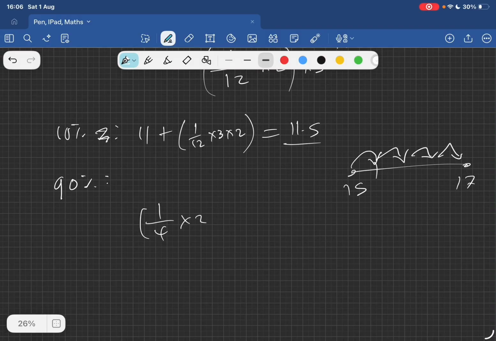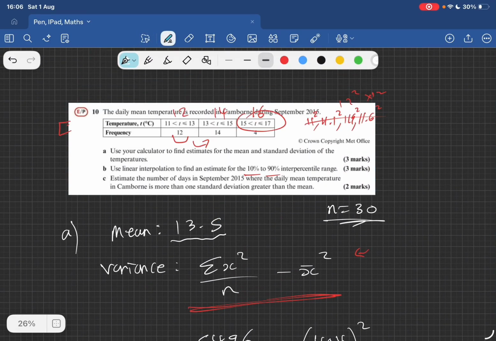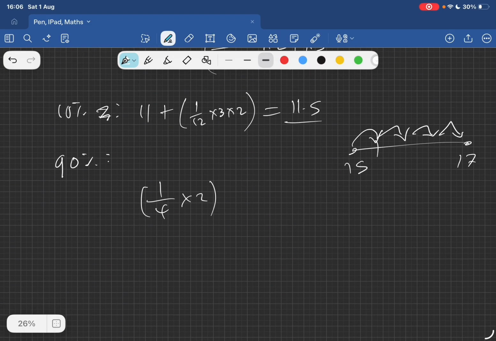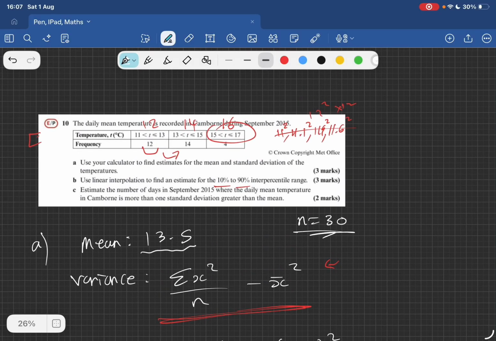Now, what point did I need? I needed the 27th point, so I need to jump once. I'm just timesing this by 1. So we've got 15 plus a half times 1, so a half. So we've got 15.5. Then our interpercentile range is going to be 4. Our interpercentile range is 4. Perfect. This is an estimate. Amazing.